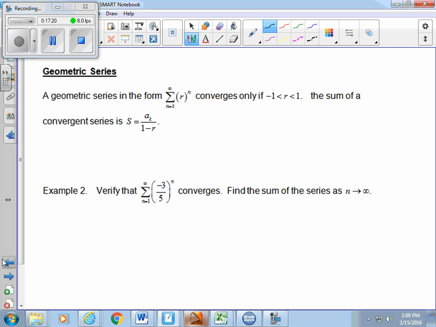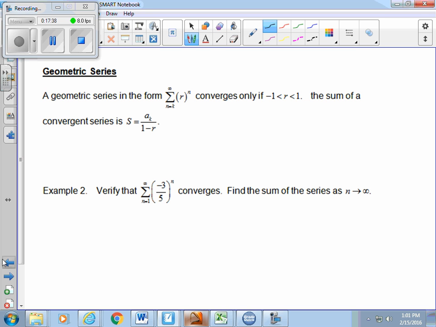A normal geometric series converges only if r is between -1 and 1. If it does, then we can find the sum using that formula we learned on the very first day.